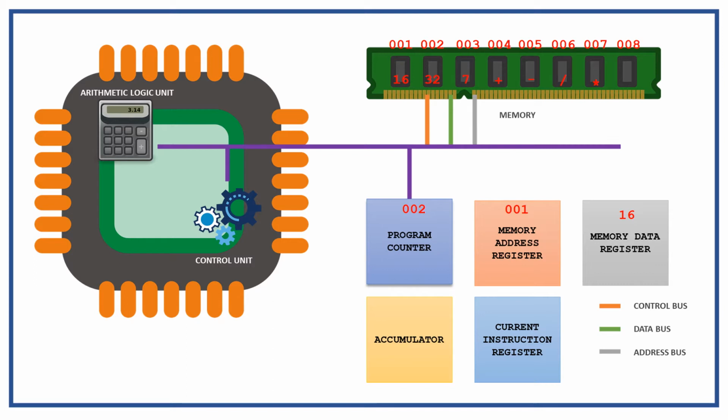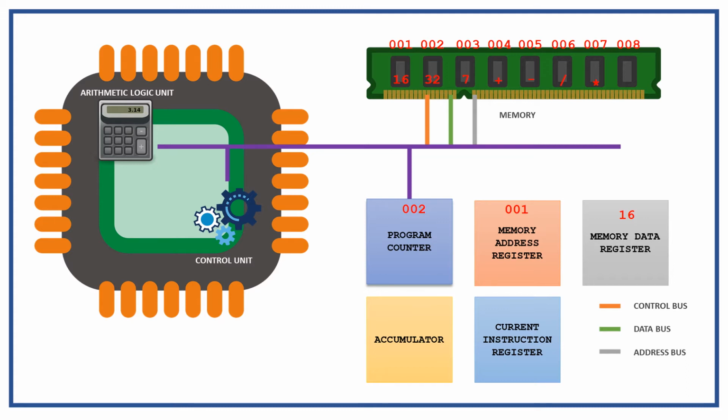The first part of the cycle then is to fetch. In this case, we're going to fetch a number from our memory. Now, the memory is divided up into different sections. They're called partitions. And each partition has an address 001, 002, 003, 004, etc. And then in the other part of the partition, there is either some data, the number 16, 32, and 7, or an instruction to add, subtract, divide, or multiply.